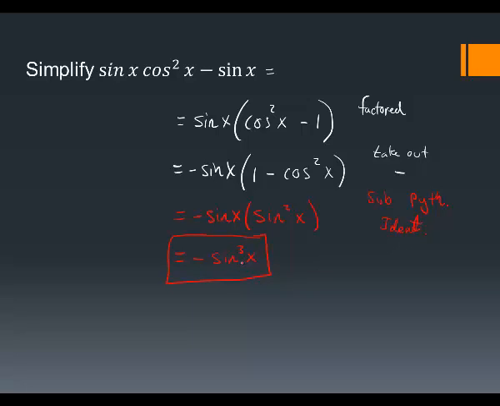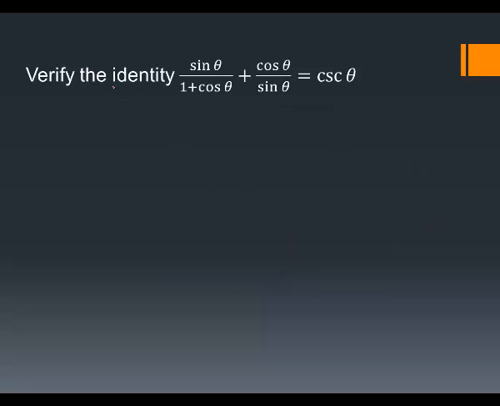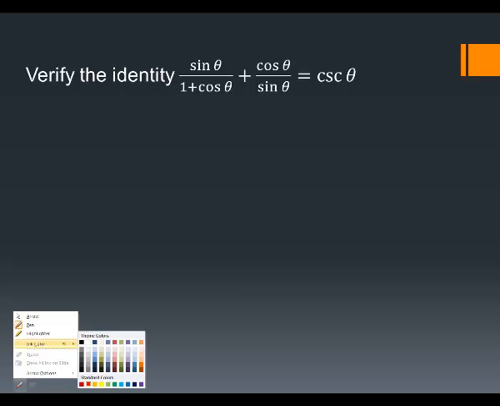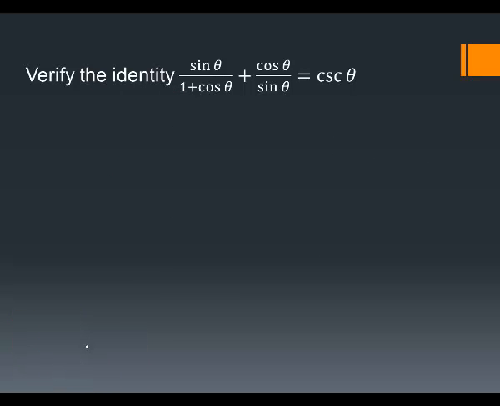So, we can look at some other ones, but let's go ahead and I want to skip this, and I'm going to go to the verifying the identity. Alright, hopefully they left a voicemail. Alright, so we have sine theta over 1 plus cosine theta plus cosine theta over sine theta equals secant theta.